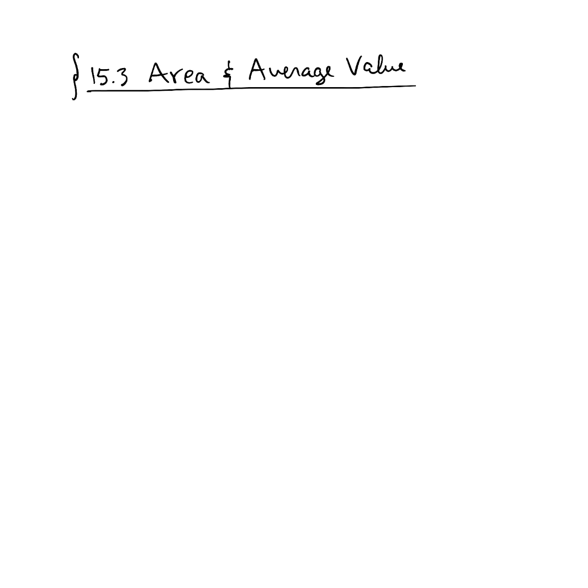This is our third video in Chapter 15. It's about Section 15.3, which is very short. It could have been embedded in 15.2 and even is embedded in 15.2 in some books. It's all about area and average value. Let's get started. So the idea is this.